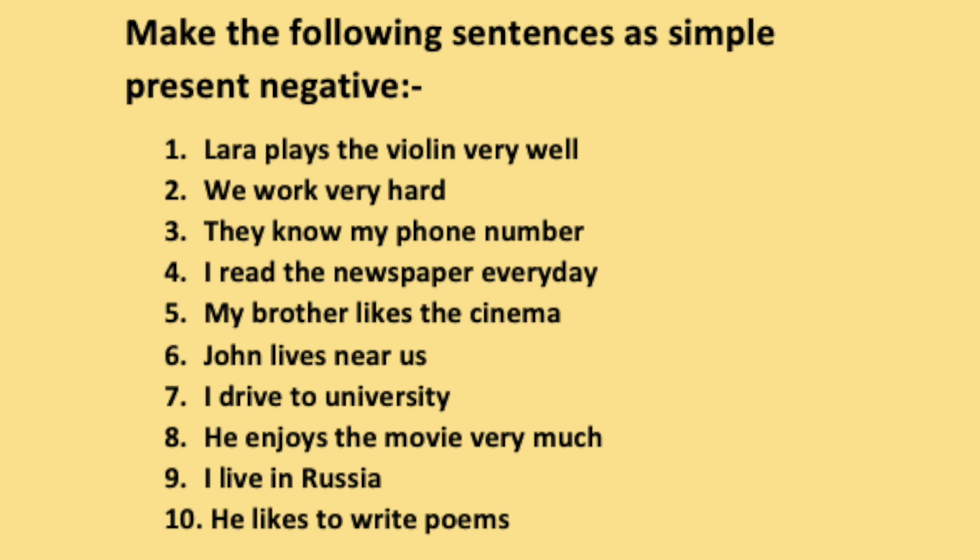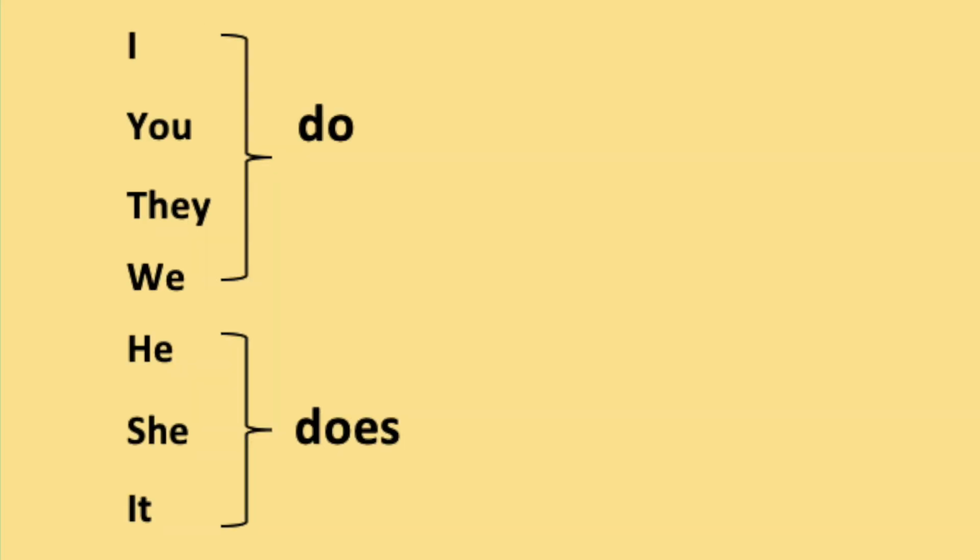So, we are not going to discuss the answers now. We will discuss the answers in the evening. Okay, you can see the answers in the comment section. Okay, then don't forget to put do with I, you, they, we. Then use does with he, she, it. Then you can use the contracted form of the words: do plus not, don't; does plus not, doesn't.